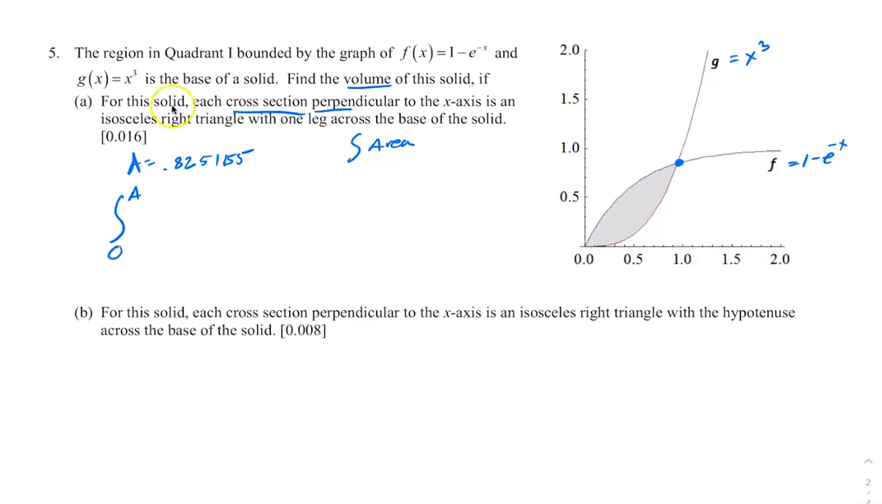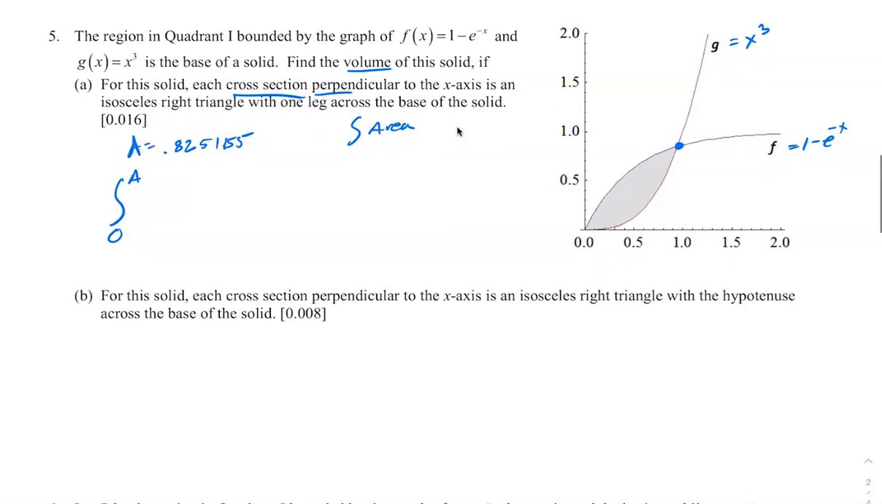Now for area, it's the area of an isosceles right triangle with one leg across the base. So let's talk about what that is. So here's my slice. It's an isosceles triangle. A right isosceles triangle is going to be kind of like that. That's not a very good isosceles triangle. It's kind of like that. And then it says the leg is across the base. That means the leg is right here.